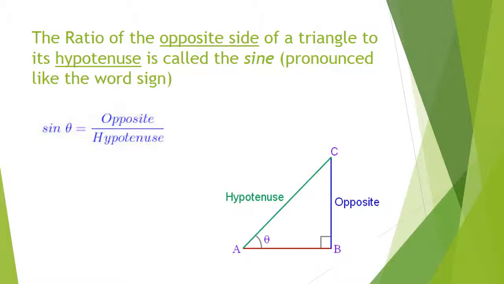the measurement of one of the non-right angles, i.e. theta, the length of the side opposite to that angle theta, and the length of the triangle's hypotenuse. This does not mean they are equal, it means they're related, and you can find the three based on the other two. So in our equation, sine theta equals opposite over hypotenuse. As long as I have two of those three pieces, I can find the third piece.